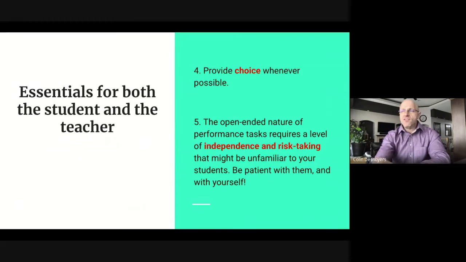Next, is there choice? Have we allowed our students the opportunity to choose how they're going to go ahead and do that? What we're looking for is that they can obtain that specific learner outcome. How they get there, how they choose to demonstrate it, have I given them that opportunity? Again, sometimes we need to narrow that down, but other times that choice could be wide open, and we should allow that flexibility. And 5, the open-ended nature of the performance task requires a level of independence and risk-taking.